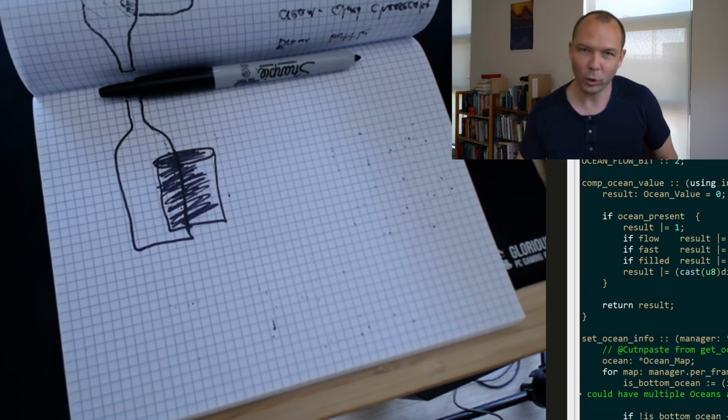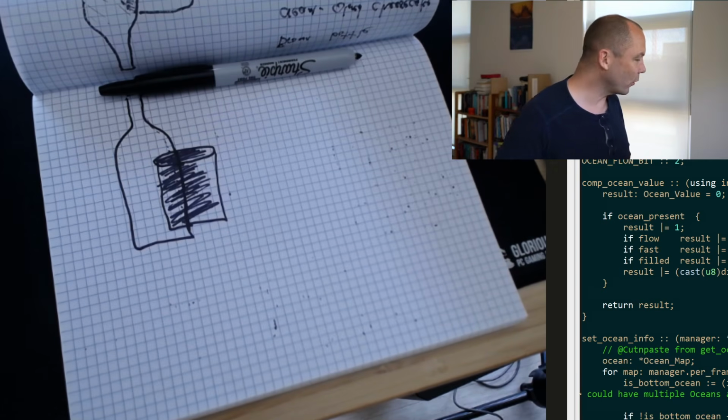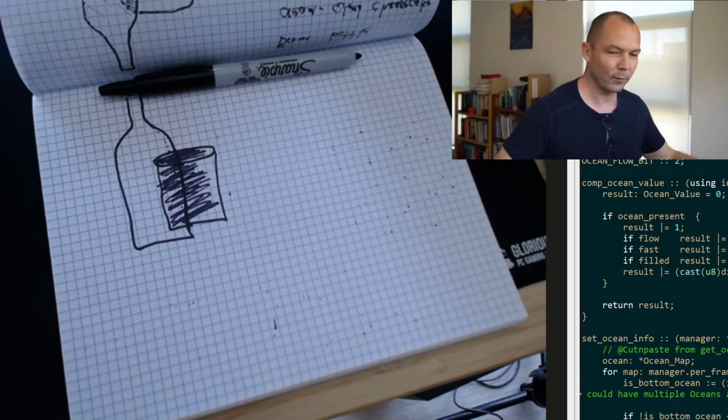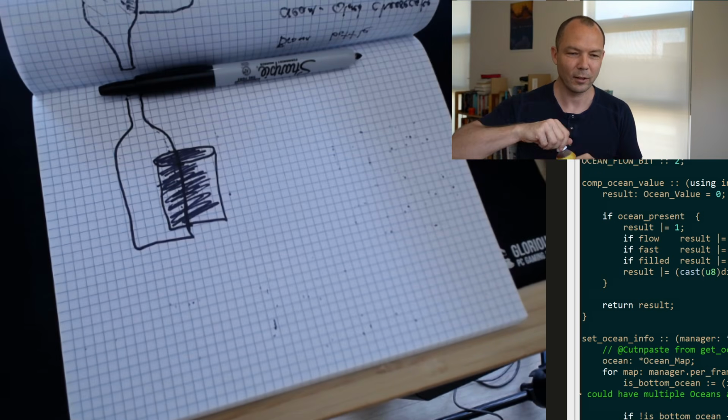See, the advantage of working from home is you can spill tea on yourself and then change into an identical shirt and nobody will ever know that you did that. Okay.